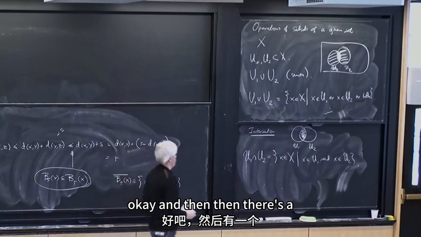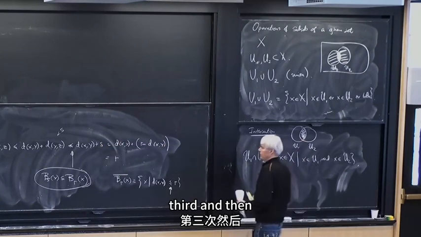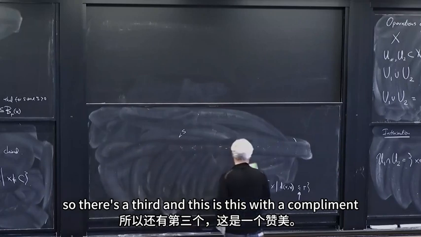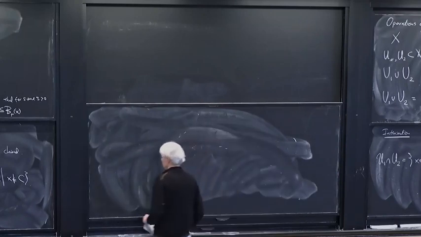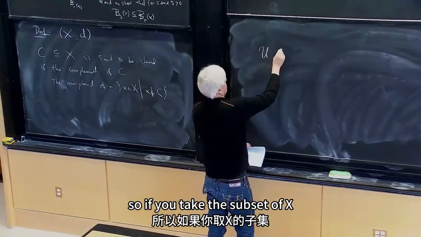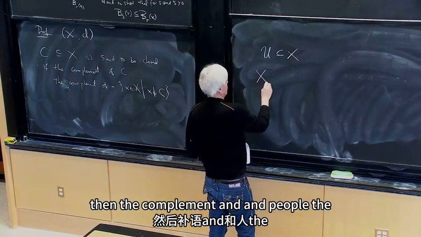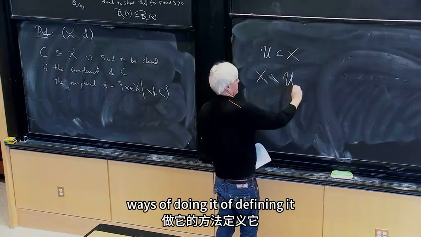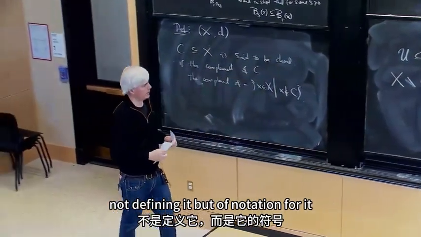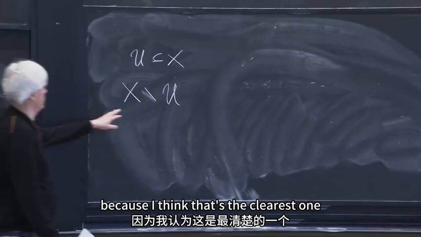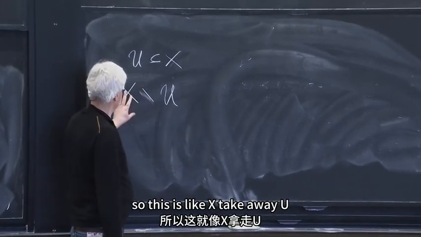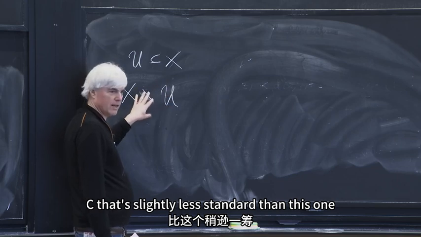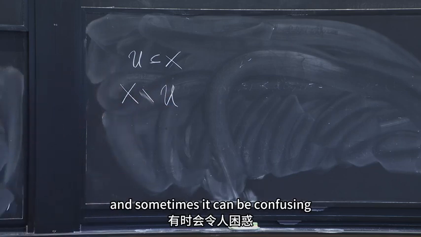Then there's a third operation, and we'll talk immediately about generalizations of these. The third is the complement. Let me also introduce the notation. If you take a subset U of X, there are slightly different ways of notating the complement. I always use X take away U, because I think that's the clearest one, and it's totally standard. There's another one often used, with a C, that's slightly less standard and can sometimes be confusing. This one can never be confusing.